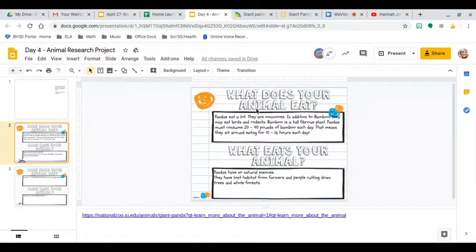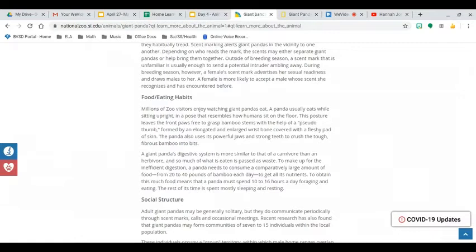So first question was, what does your animal eat? So first, I just need to read through the information. Just like when we do in class, I'm going to read through these first 2 paragraphs for you and have you listen along. Millions of zoo visitors enjoy watching giant pandas eat. A panda usually eats while sitting upright, in a pose that resembles how humans sit on the floor. This posture leaves the front paws free to grasp bamboo stems with the help of a pseudo thumb, like a fake thumb, formed by an elongated and enlarged wrist bone covered with a fleshy pad of skin. The panda also uses its powerful jaws and strong teeth to crush the tough, fibrous bamboo into bits.